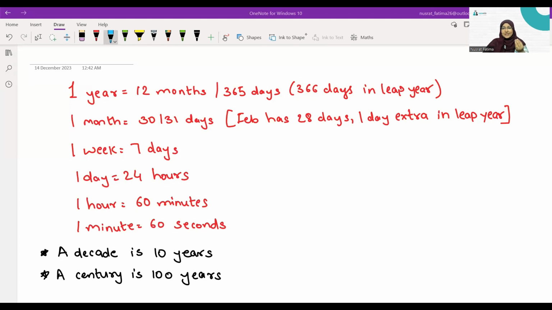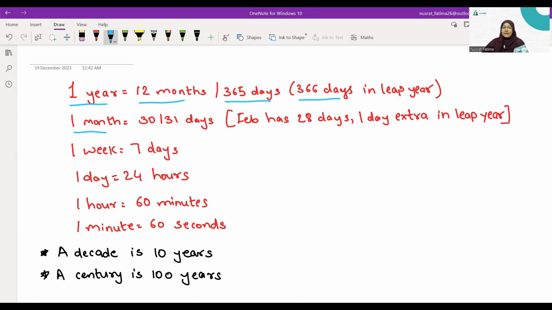There are a few more things that you need to remember about time. Time is a vast concept. You need to remember 1 year has 12 months, and also you can say it as 365 days. But when it's a leap year, it has 366 days. A month has 30 or 31 days depending on the month. But February has only 28 days, but if it's a leap year, it has 1 day extra. That means in a leap year, February has 29 days.